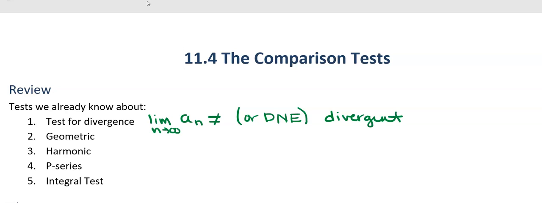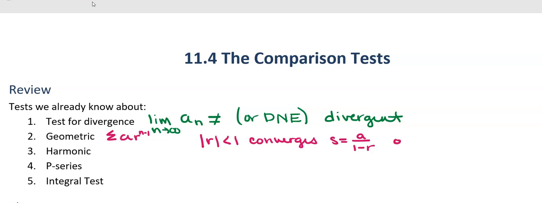Okay, then we have the geometric series. Remember that the geometric series is of the form a r to the n minus 1 power. And we know that if the r value is between -1 and 1, it converges with a sum of a over 1 minus r. But if it's outside of that interval, it diverges.